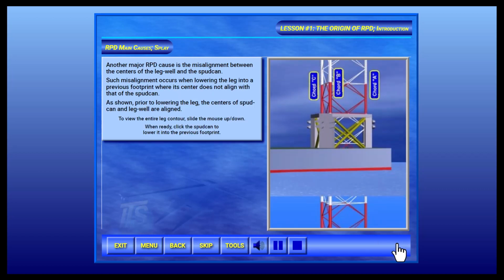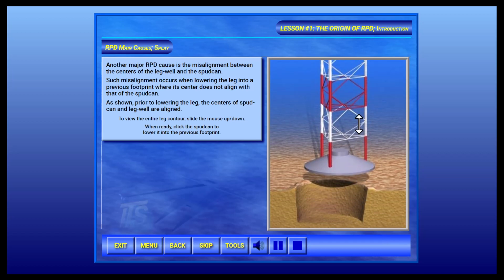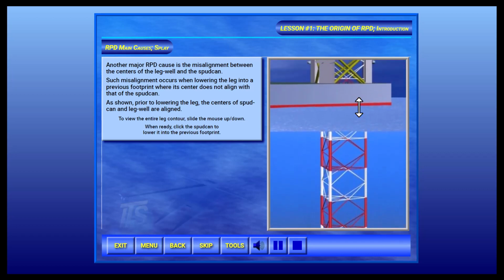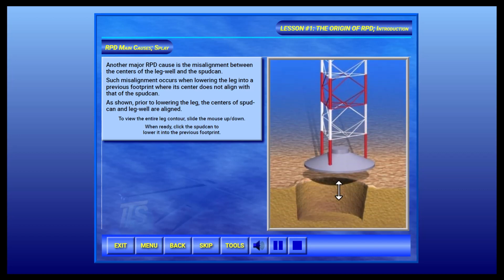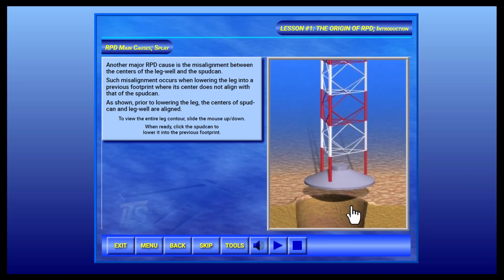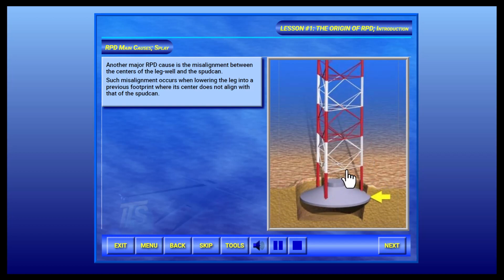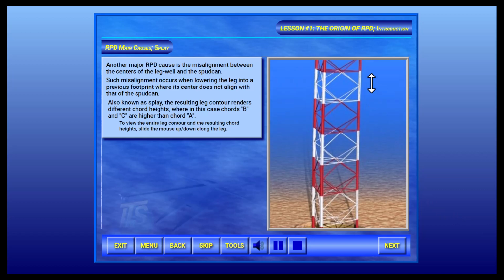Another major RPD cause is the misalignment between the centers of the leg well and the spud can. Such misalignment occurs when lowering the leg into a previous footprint where its center does not align with that of the spud can. As shown, prior to lowering the leg, the centers of spud can and leg well are aligned. Also known as splay, the resulting leg contour renders different cord heights, where in this case cords B and C are higher than cord A.